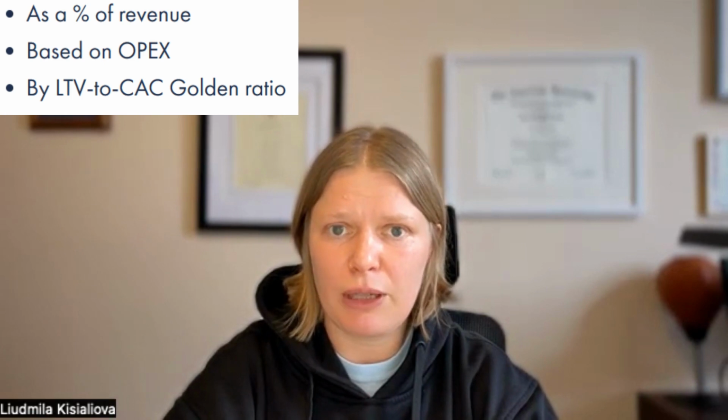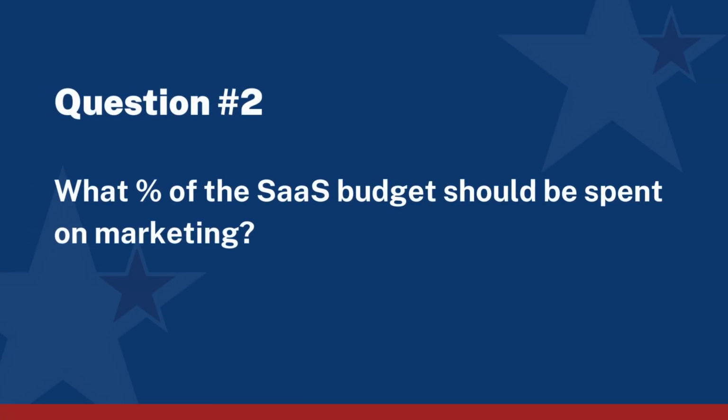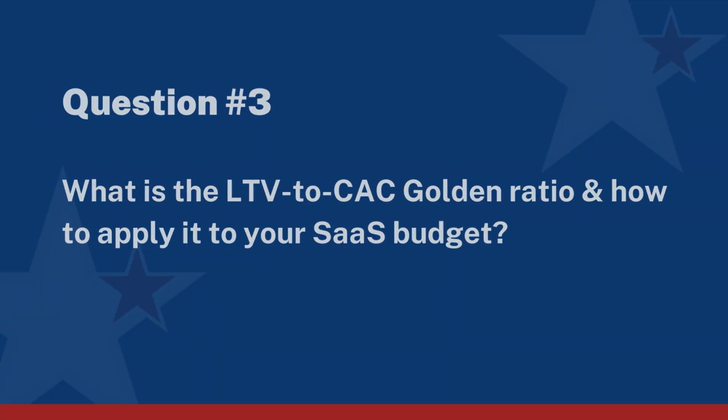There are three key concepts that you need to be aware of. First is the percentage of revenue, then the percentage based on your operating expenses, and the LTV to CAC ratio. The rule of thumb is anything between 10 to 14% of revenue, up to 40% of your operating expenses, and fast-growing companies can increase this percentage to 50. If you have 3-to-1 LTV to CAC, it means you are on the way to a sustainable business. If you have 4-to-1 and higher, you can invest more into your B2B SaaS marketing.